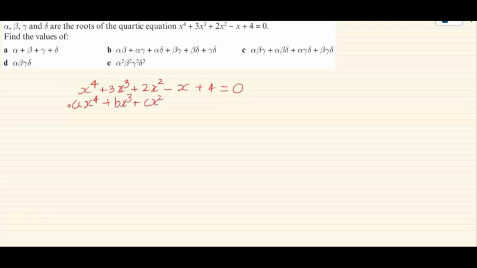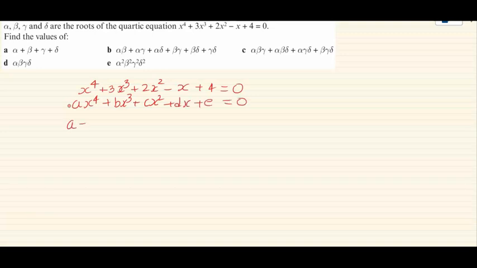This is the question. Alpha, beta, gamma, delta are the roots of the quartic equation. So let's write down the quartic equation here: x^4 plus 3x^3 plus 2x^2 minus x plus 4 equal to 0. And you need to find the values of alpha, beta, gamma and delta. So if you compare this equation like this, ax^4 plus bx^3 plus cx^2 plus dx plus e equal to 0, this is the first thing you need to do.